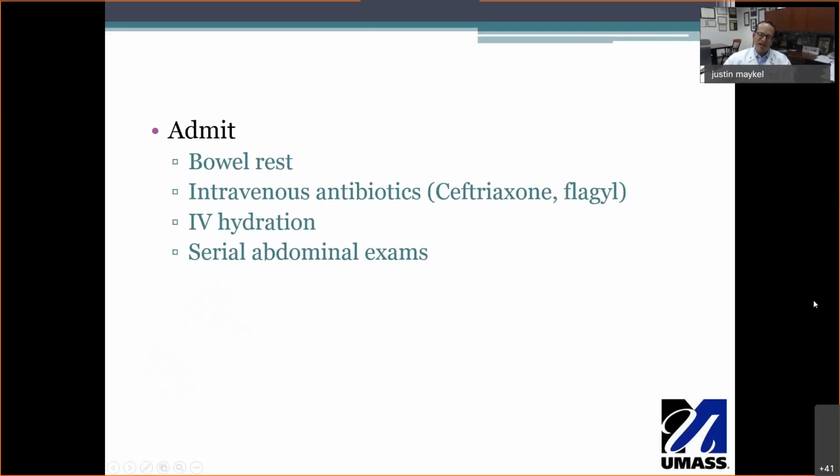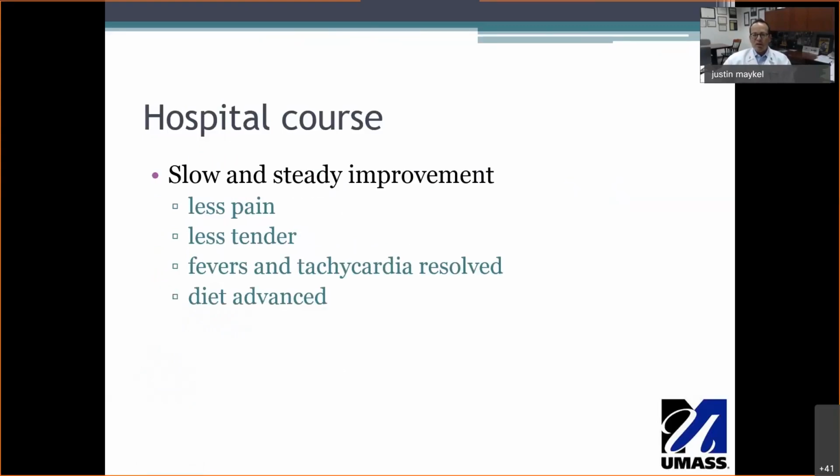So if we go back to the presentation, in this particular situation, mainly because of the size of the abscess and how the patient was doing, we opted to simply admit and put the patient on bowel rest, and started intravenous antibiotics. At our hospital, that first line treatment is third generation cephalosporin and Flagyl, so ceftriaxone and Flagyl, IV fluids, and serial abdominal exams. We monitor the patient closely.